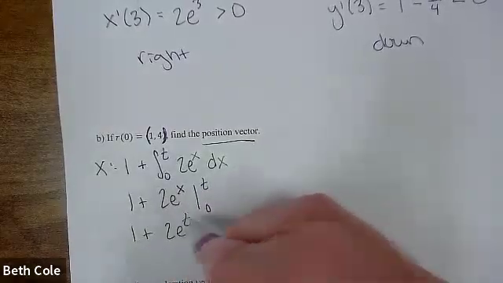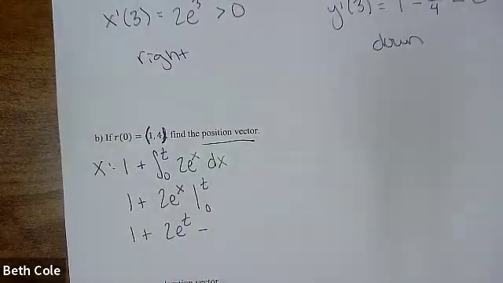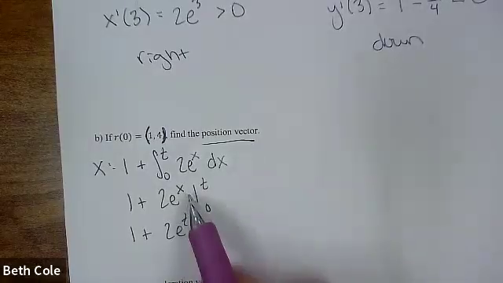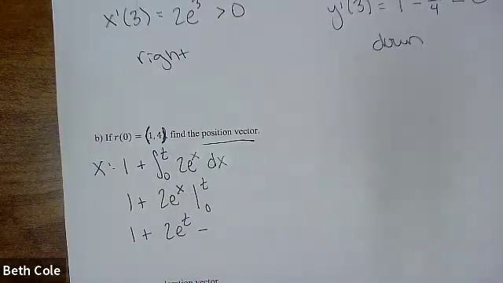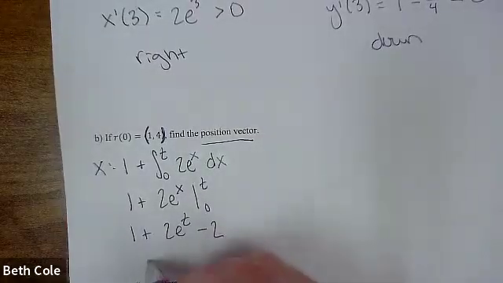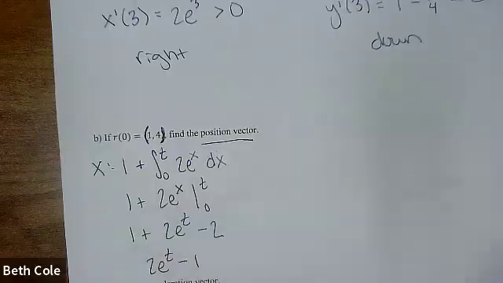So it'll be 2e to the t minus, this one's not 0, e to the 0 is 1, times 2 is 2. Okay? So this comes out to 2e to the t minus 1.